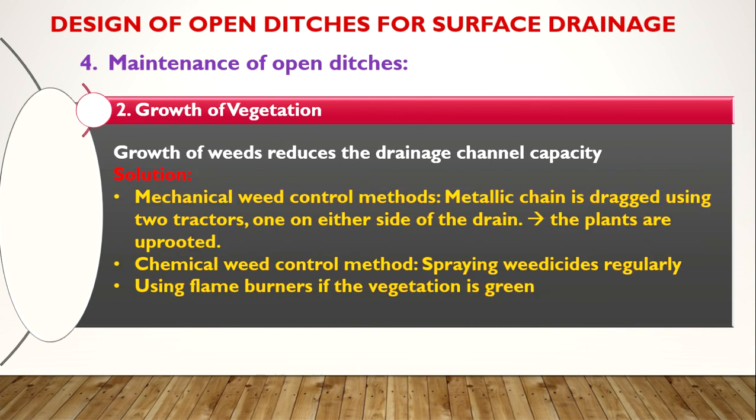Second one is growth of vegetation or weeds. Since it is not used throughout the year, there is a chance of weeds occurring. So we can manage these weeds by many methods. Mechanical methods are there. We can use a metallic chain with two tractors on either side, in such a way that the plants are uprooted. Second method is chemical weed control. We can spray weedicides, and otherwise, if these two are not applicable, then we can use flame burners to flame the vegetation. Okay, we can fire the vegetation by using flame burners.